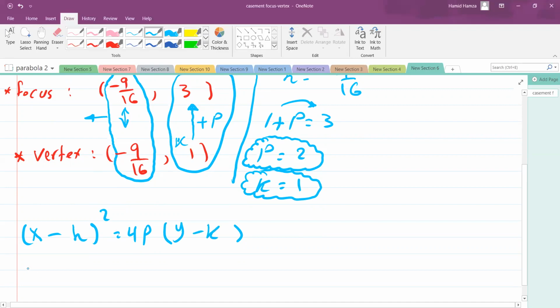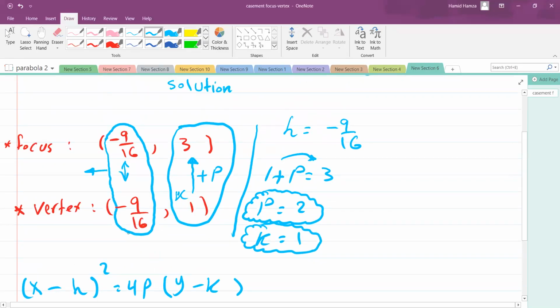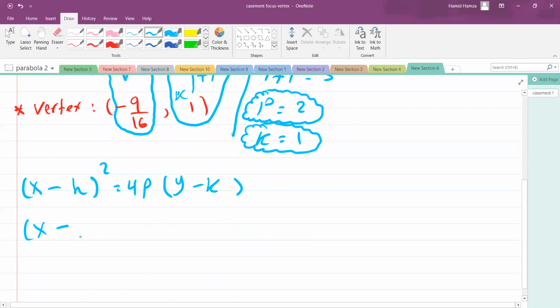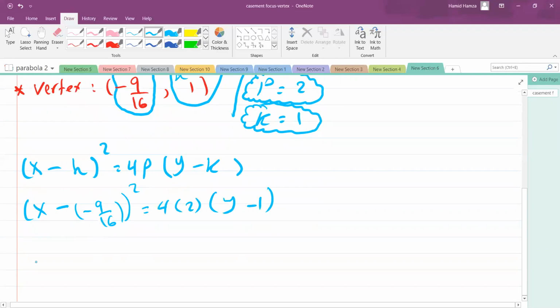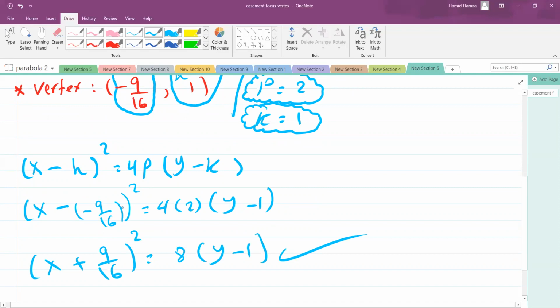Let's substitute. So x minus the value of h, which is negative 9/16, power 2 equals 4 multiplied by 2, y minus k, which is 1. Let's simplify this. So x plus 9/16 power 2 equals 8 times y minus 1. And this is the required equation.